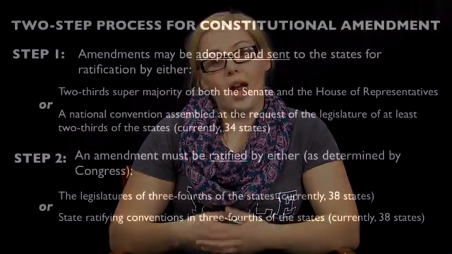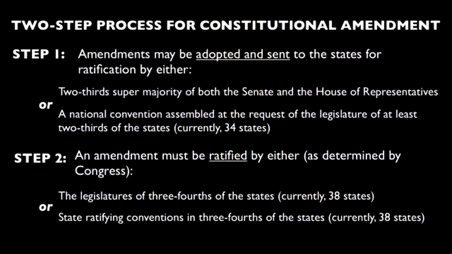Okay, so after we clear step one of the two-step process for constitutional amendment, then there's a second step. The second step is that the amendment must be ratified, and it must be ratified in one of two different ways. And the Constitution, Article 5, actually outlines that Congress can decide which of these two ways the amendment must be ratified. So it gives Congress that authority.